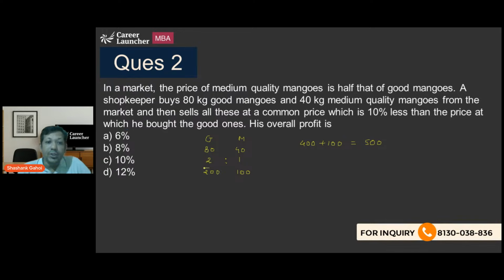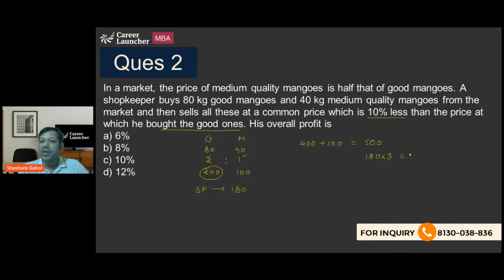Now, what is the cost of good ones? That is 200. So his selling price is what? His selling price is 10% at which he bought the good ones. So selling price becomes what? 180. Now he bought how many kgs? 2 plus 1 kgs, 3 kgs. So selling price is going to be 180 into 3.